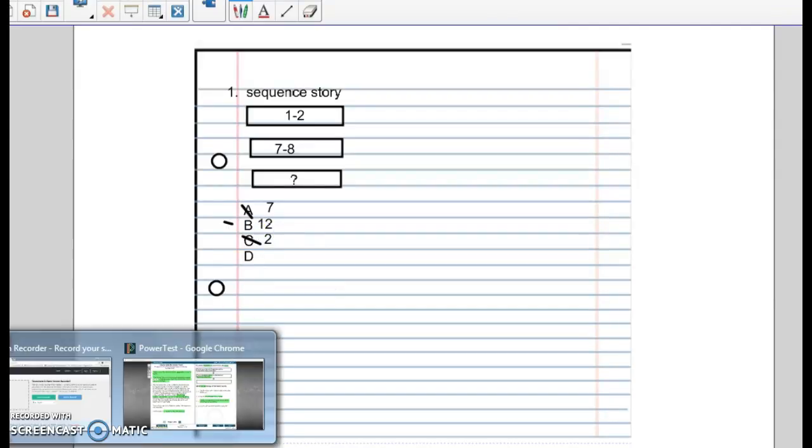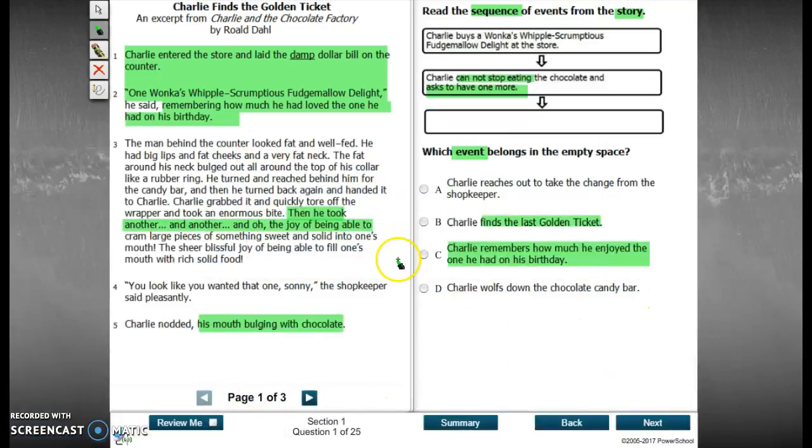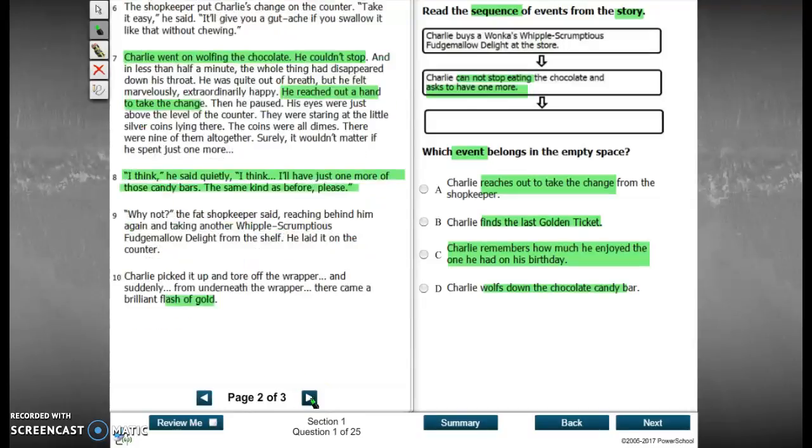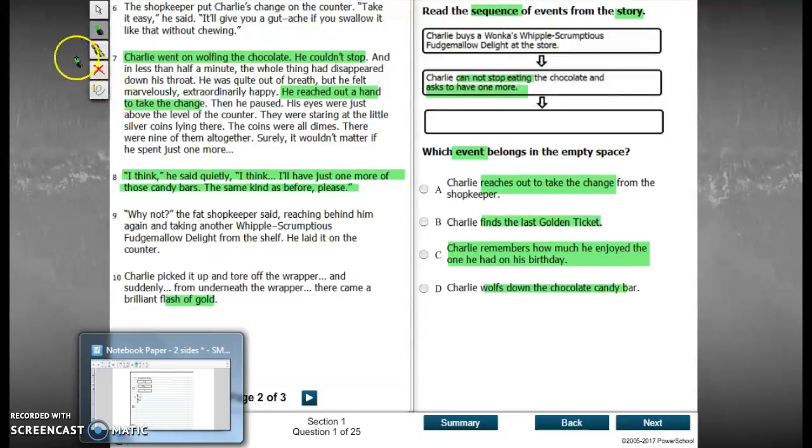Let's look at D. Charlie wolfs down the chocolate bar. I remember that. And it doesn't hurt to highlight in your choices too. So wolfs down the chocolate bar. Where was that? Yep, that's paragraph 7, at the beginning of paragraph 7. So there's your proof. You could even put 7 beginning or something to let yourself know.